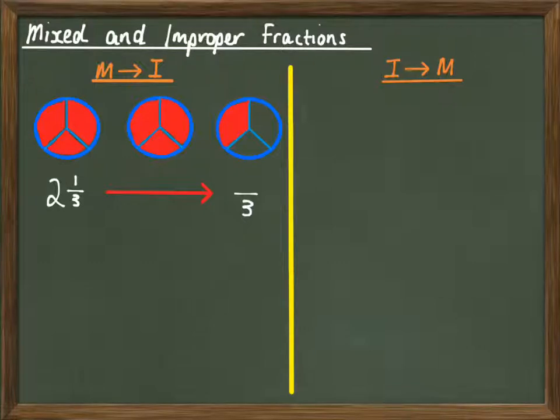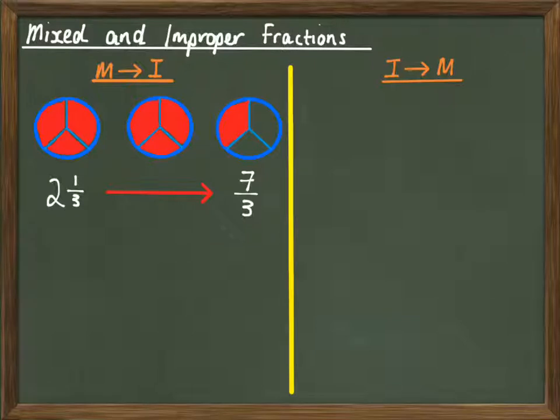Now, the first circle, we've got 3 thirds. The second one, we've got another 3. And then the last one, we've got 1. So 3 in the first one, 3 in the second one, that's 6 overall, and 1 in the last one, that's 7. Okay, so we've got 7 thirds, or as an improper fraction, 7 over 3.